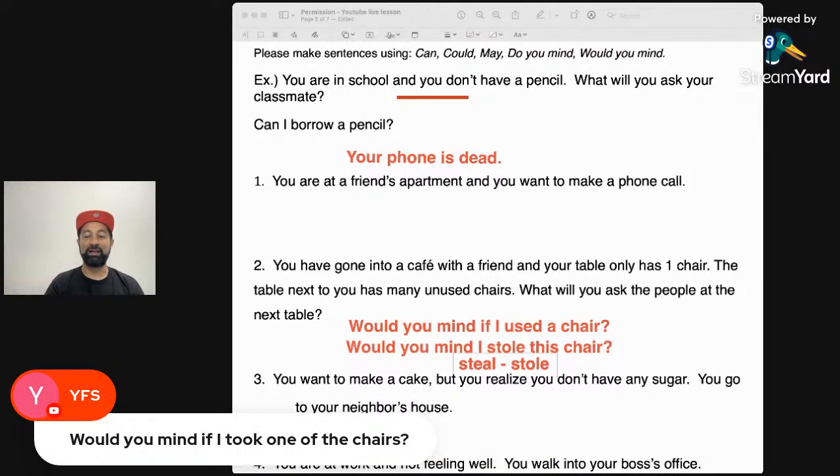YFS, would you mind if I took one of the chairs? Excellent. Also a very, very good verb to use. So would you mind if I took one of the chairs?